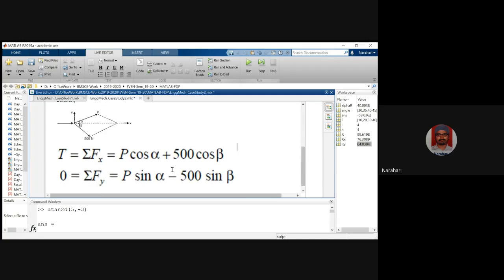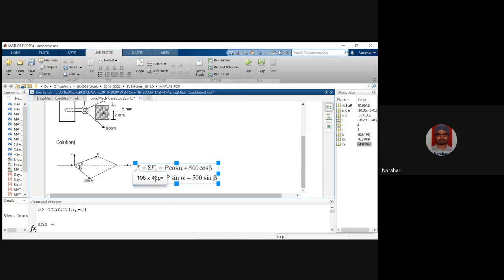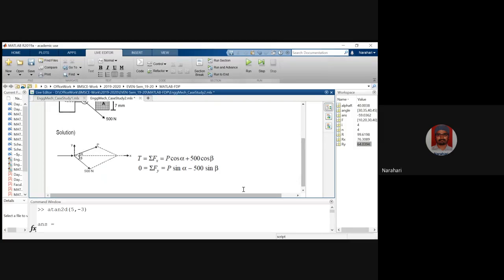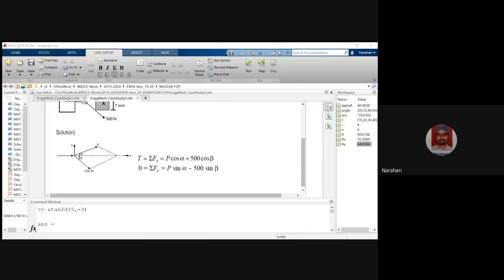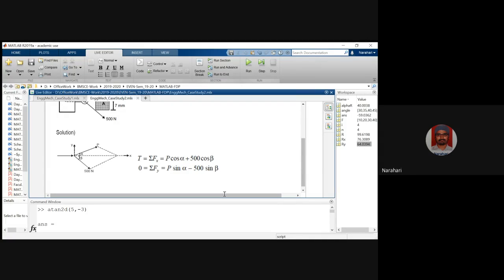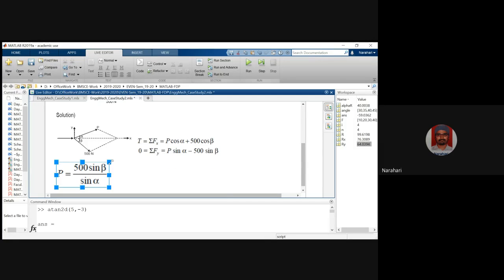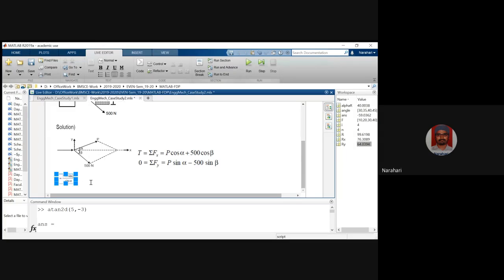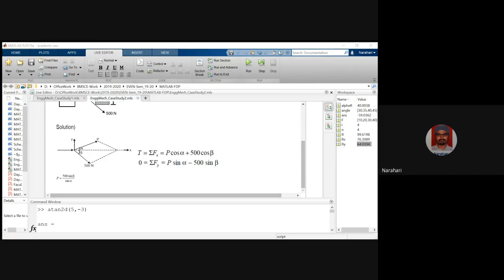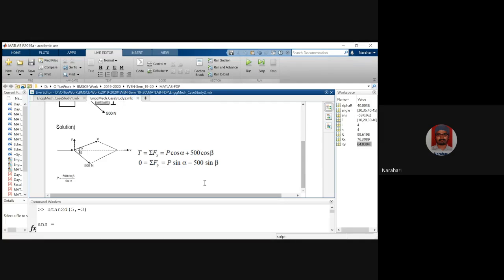Okay, fine. Now, if you write the force equilibrium equations, if you sum up the forces along the x direction and y direction, you get something like this. Please cross check. Right. Now, if you solve these two equations, you will get P as 500 sine beta by sine alpha, and you will get T as something like this. Okay, correct?